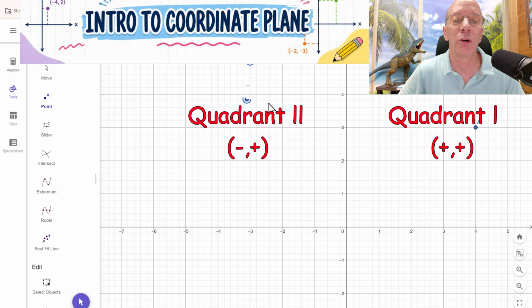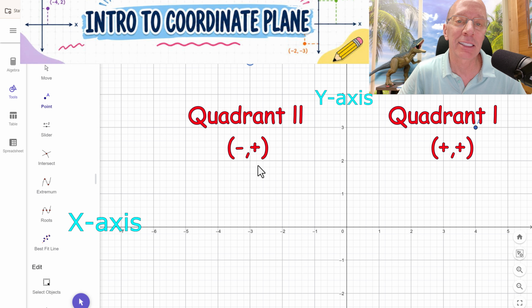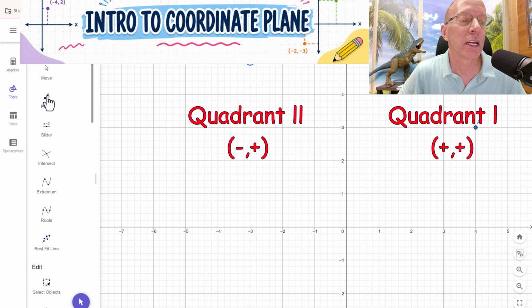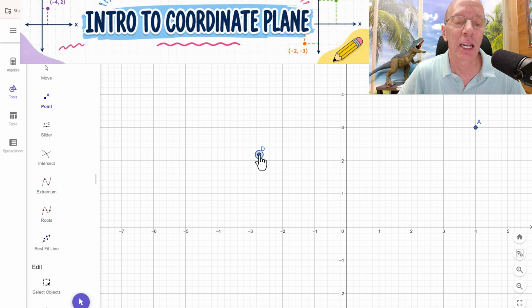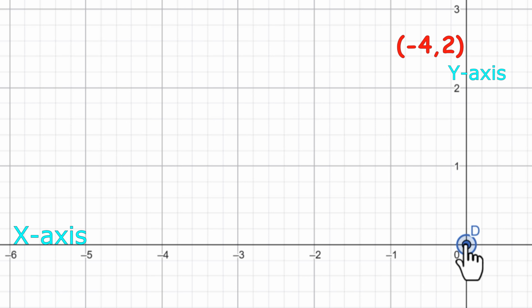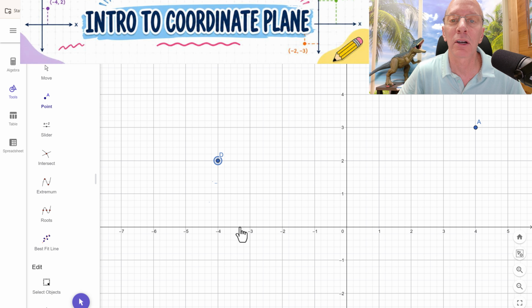All right, let's go ahead and do one more in quadrant 2. Remember, this is quadrant 1, and this is quadrant 2. The difference between the two of these is that in quadrant 1, they're all positive numbers. In quadrant 2, the x is the negative number. So let's go ahead and get a point here. And I'm going to go ahead and plot this point at negative 4, 2. So let's start at our origin of 0, 0. So we're going to move over 4, 1, 2, 3, 4. And now I'm going to move up 2, 1, 2. There we go.